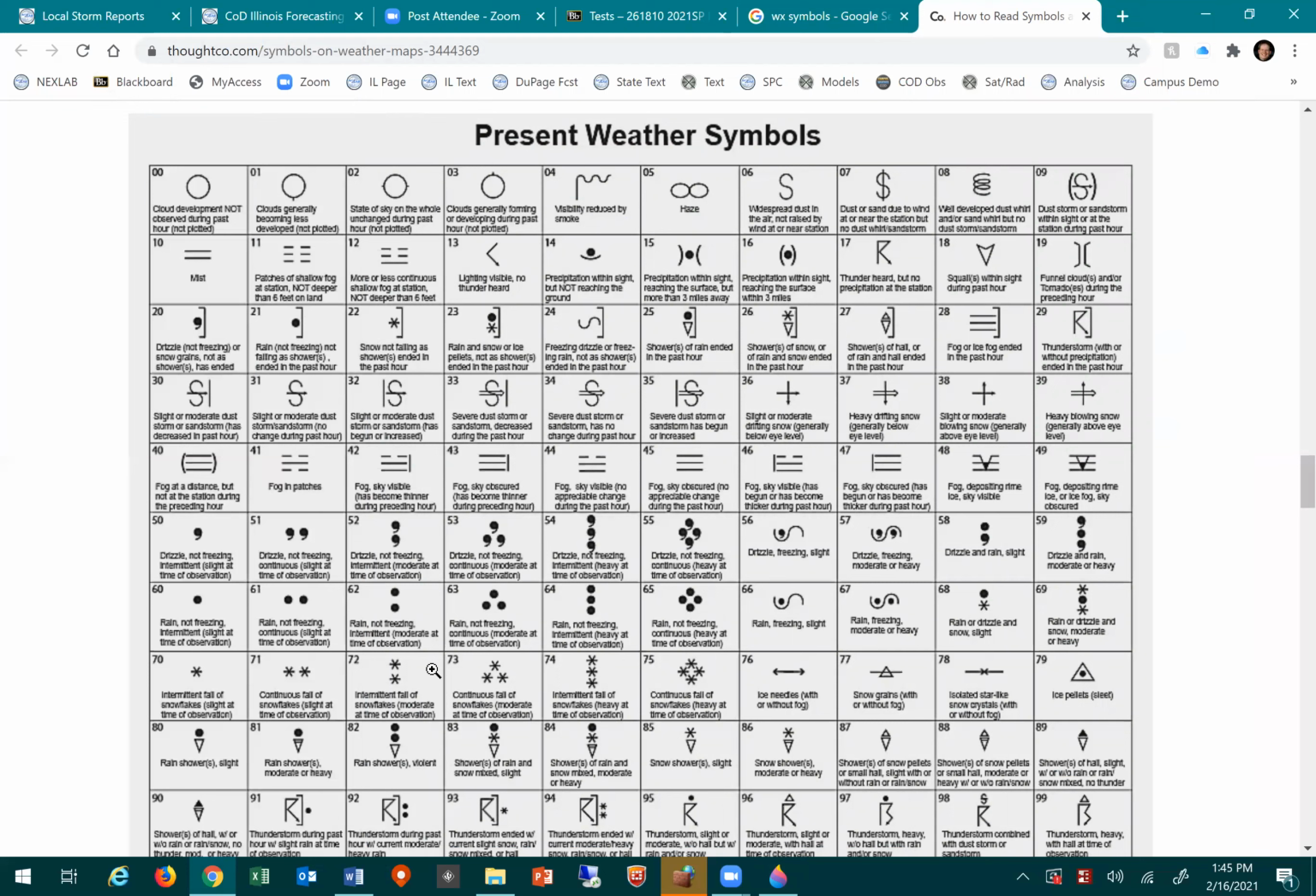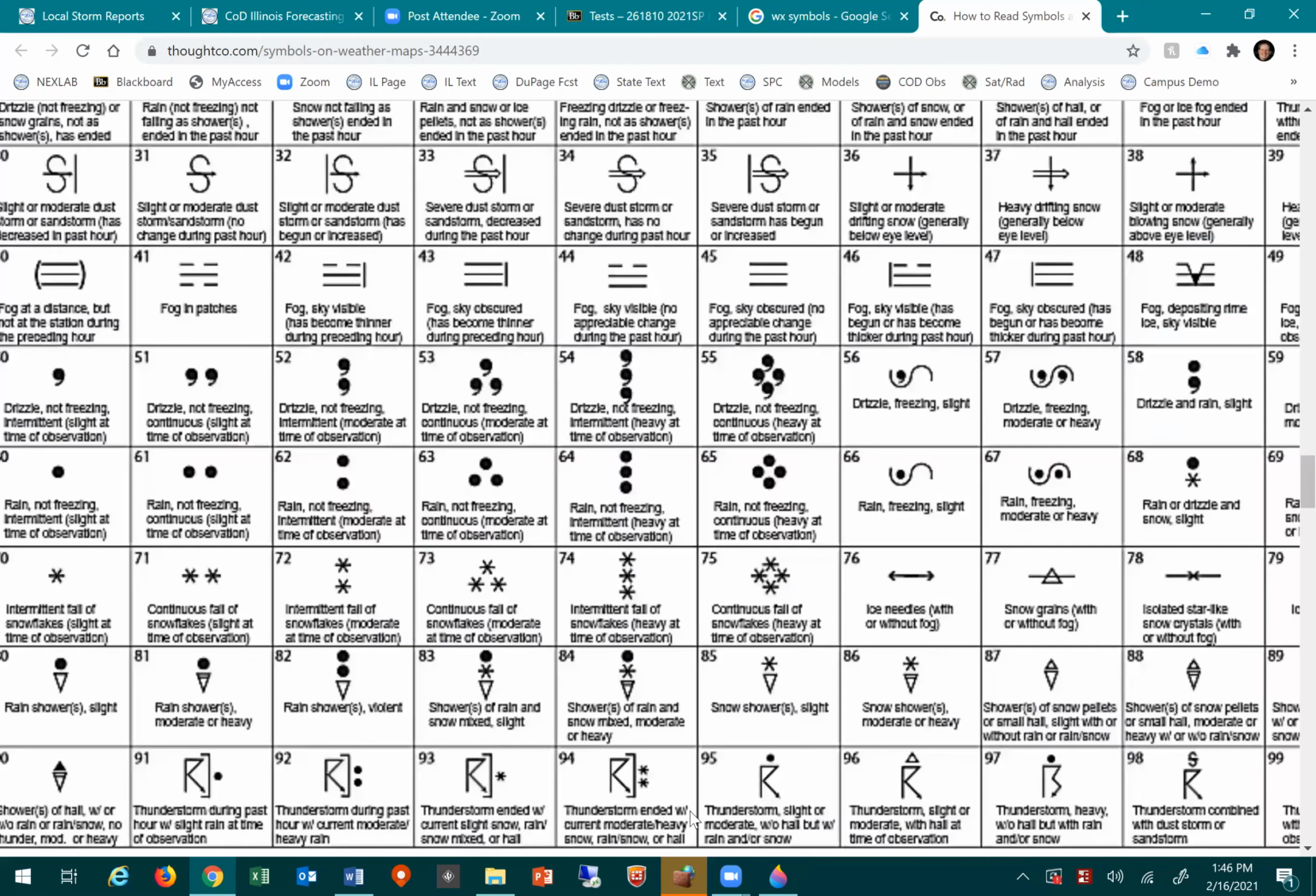Okay, other ones that you need to know. See this guy? This is what we call a thunderstorm. Actually, if you look at this symbol here, it's got a little arrow, so it's like a pointy R with an arrow. So look at number 95. That's the symbol for thunderstorm. And you could have thunder snow.